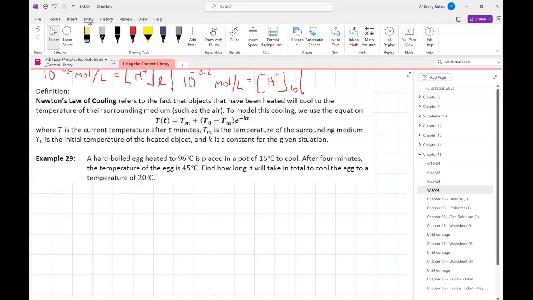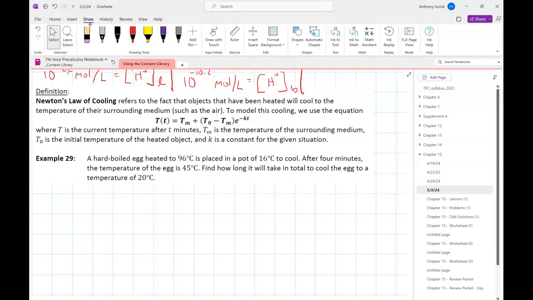And then t is time. Typically that's probably going to be minutes, but it's going to be built into whatever the K is, right? So the unit for K will match with whatever the unit for time is. It'll probably tell you, or it'll be obvious in the problem what it is, but typically the t is minutes.